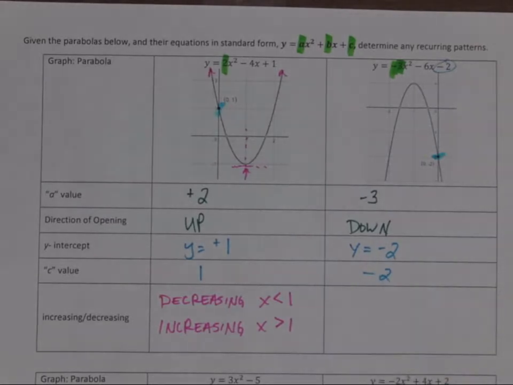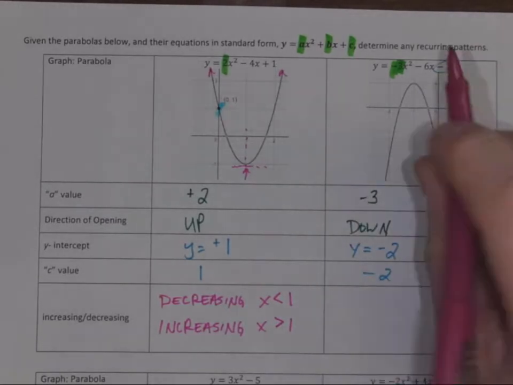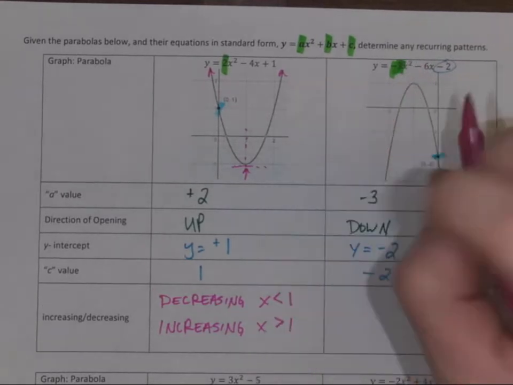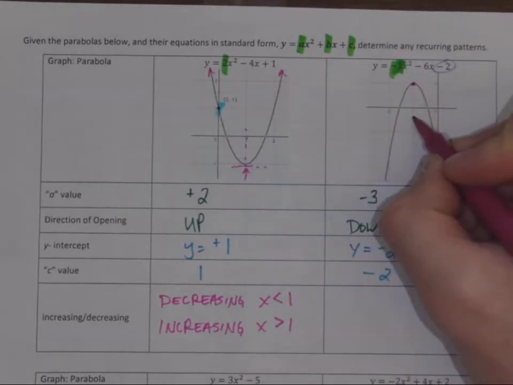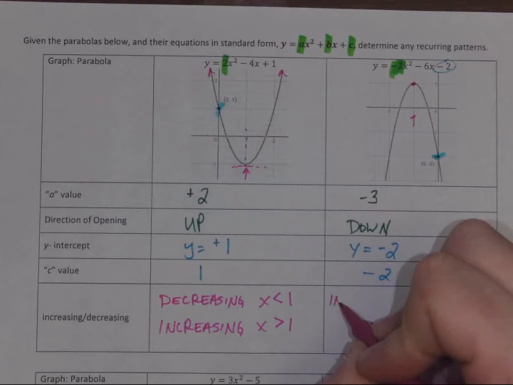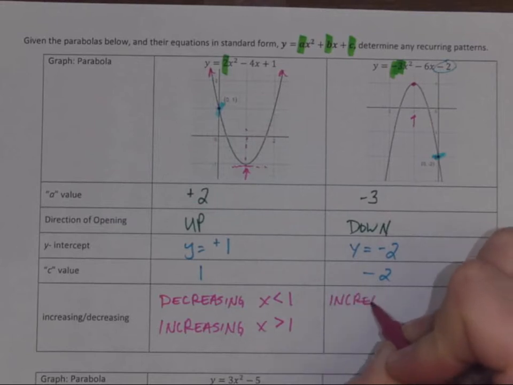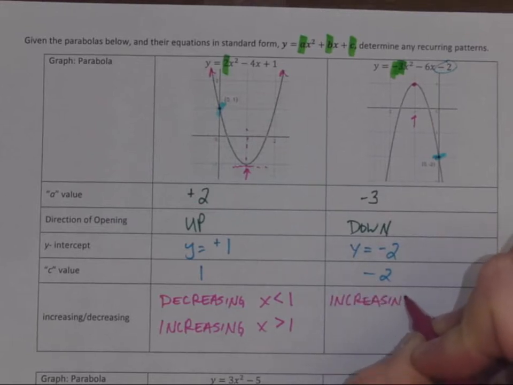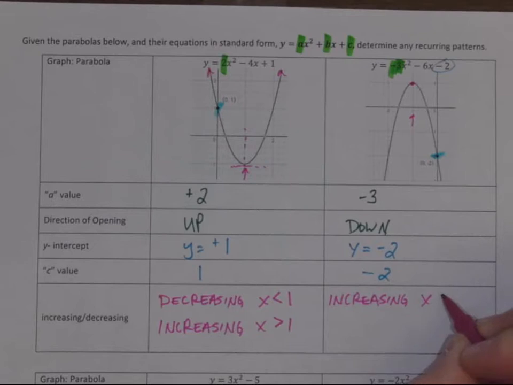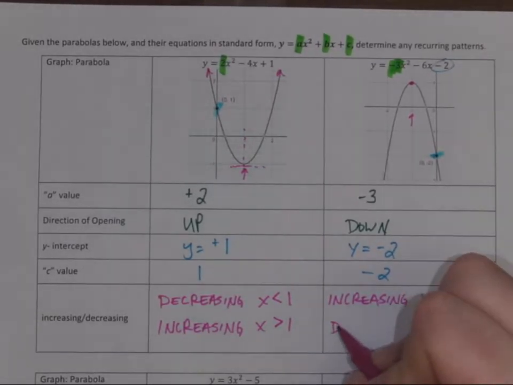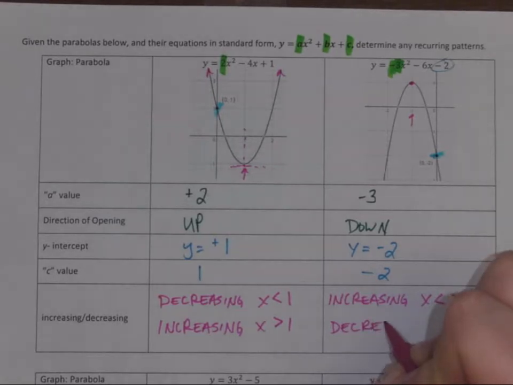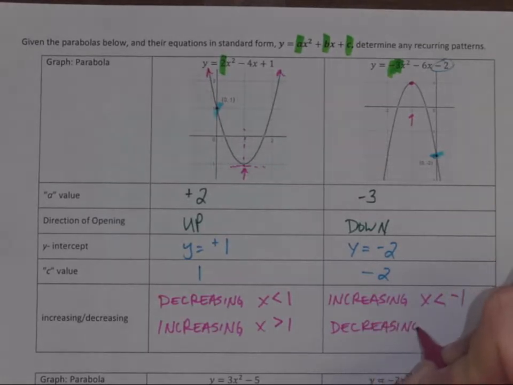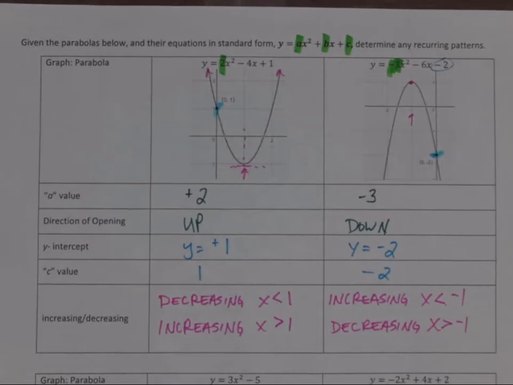We talk about increasing and decreasing again from left to right. It's going uphill all the way to that point, -1. So right now it's increasing when x is less than -1. And then it's going downhill past that point. It's decreasing when x is greater than -1.